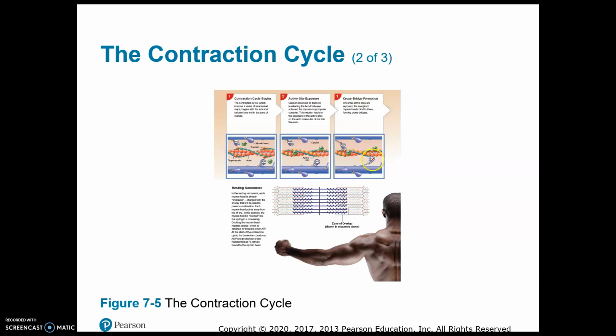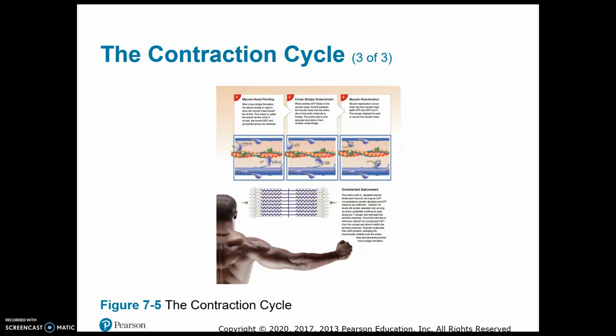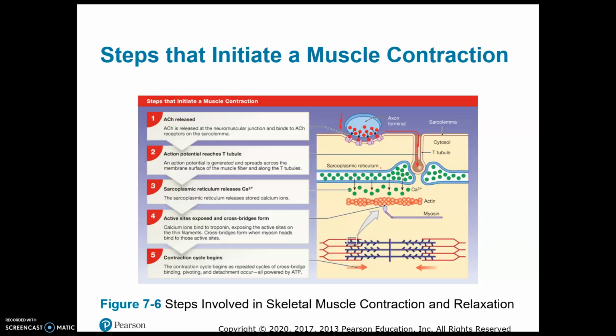So now the myosin heads can attach to the active sites on the actin, and then they can pull the actin fibers toward each other and cause a contraction. When the myosin head pivots, the sarcomere shortens. The actin fibers move closer together and the sarcomere shortens. That's a contraction. Then ATP binds to the myosin head, and that causes the detachment of the myosin from the actin. And that's a single contraction cycle.